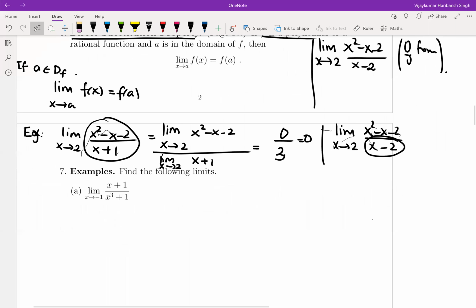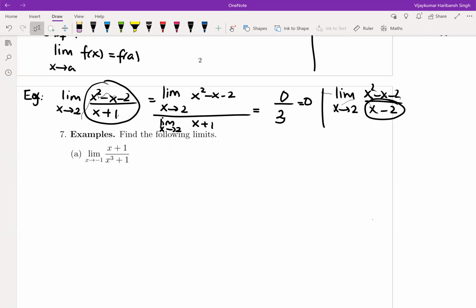Now, let's look at the following. The limit as x goes to minus 1 of (x plus 1) upon (x cubed plus 1). Here you notice that you cannot use the direct substitution property. Why is that? Because minus 1 is not in the domain of the function. Why is it not in the domain? This function is a rational function and the denominator becomes 0 at minus 1. So therefore, we cannot use the direct substitution property.